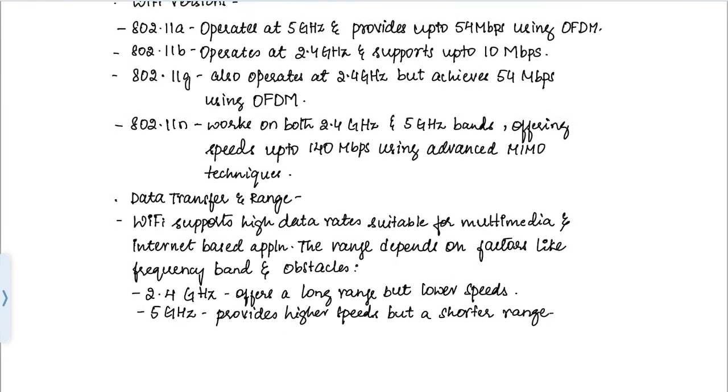Speaking of data transfer and range, Wi-Fi supports high data rates suitable for multimedia and internet-based applications. The range depends on factors like frequency band and obstacles. So 2.4 gigahertz offers a long range, but speed is less here, whereas 5 gigahertz will provide high speed but shorter range.